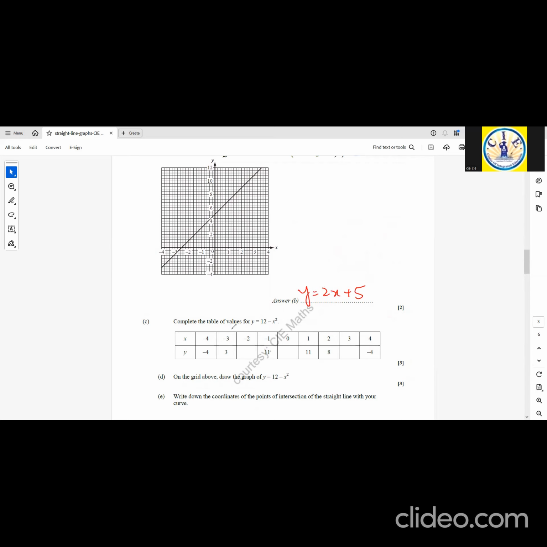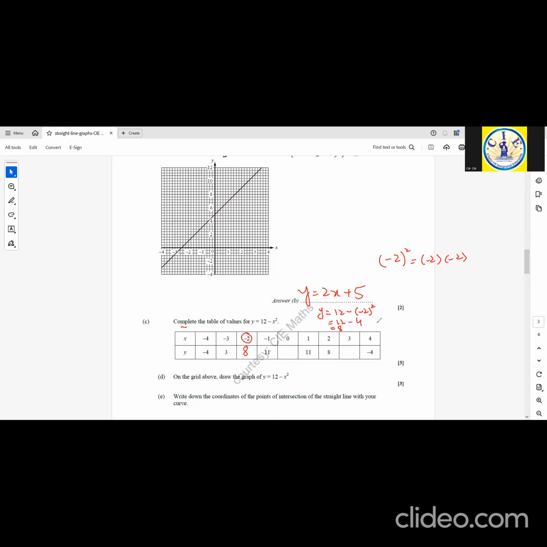Now for part C, complete the table of values for y is equal to 12 minus x squared. Okay, when the value of x is -2, I can calculate it like -2 squared. That is 12 minus 4. Please be vigilant that -2 squared means -2 times -2, that is positive 4. And positive 4 being subtracted, so that is 12 minus 4, that is 8. So that will give me 8 here.